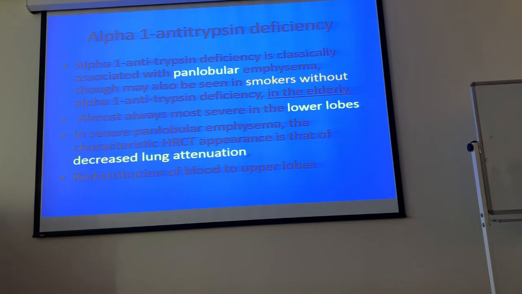In severe pan-lobar emphysema, the characteristic HRCT, what is the HRCT? High resolution CT appearance is that of decreased lung attenuation or low lung attenuation, and redistribution of the blood vessels, because in the lower part of the lungs, the lung is destroyed because of pan-lobar emphysema. So the blood has to go somewhere. Since more lung is in the upper portion, there will be redistribution of the blood vessels, and you will see too many vessels going upward.